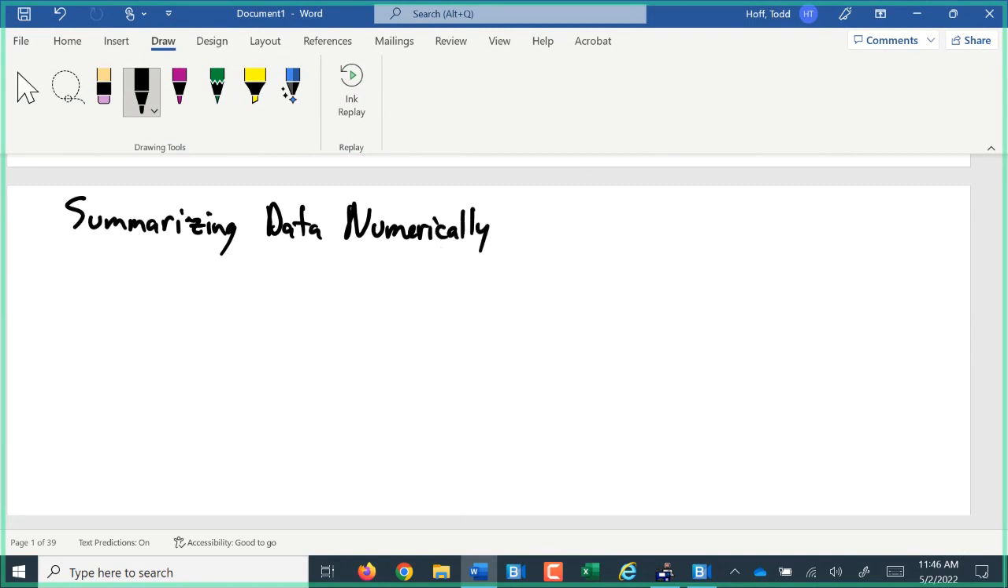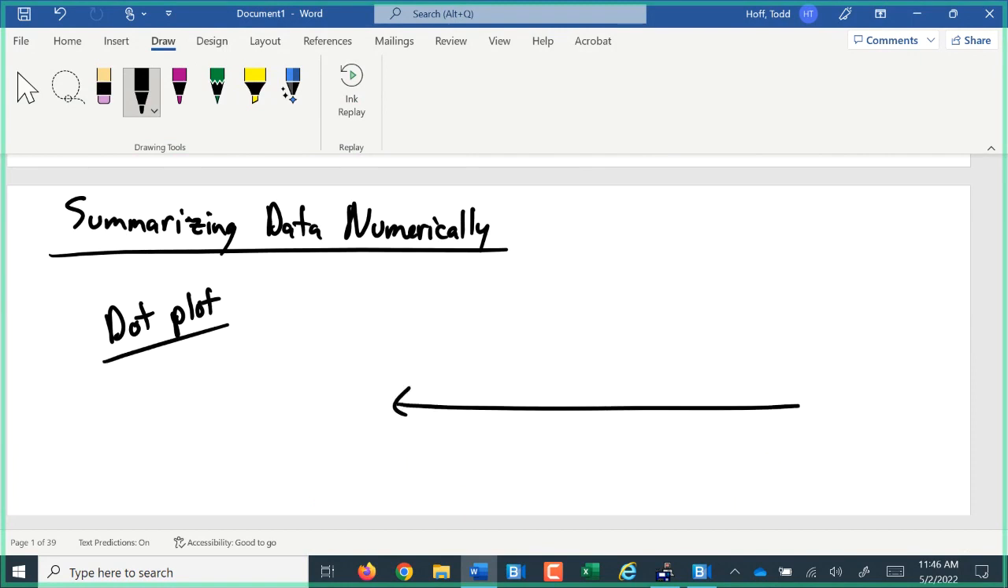And to really understand how to summarize data numerically, we need to look at something called a dot plot. A dot plot is really just a number line with numbered the range of possible values. So let's say we're taking a quiz, and on that quiz, nobody gets less than a 3, and the scores go up to a 10. And we're going to pretend those are evenly spaced.